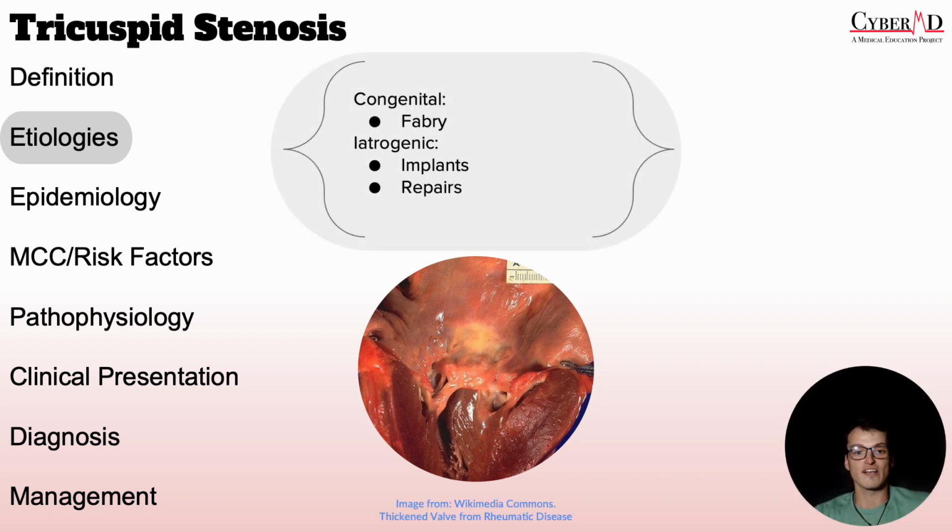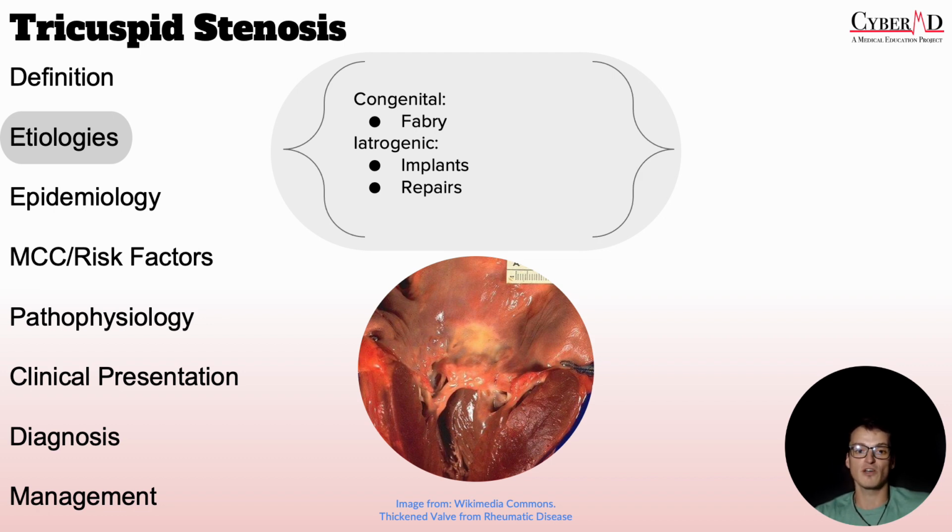Congenital causes include metabolic or enzymatic abnormalities such as Fabry disease. In Fabry disease, the enzyme defect causes a buildup of a compound called GB3 in multiple tissues, including the heart.